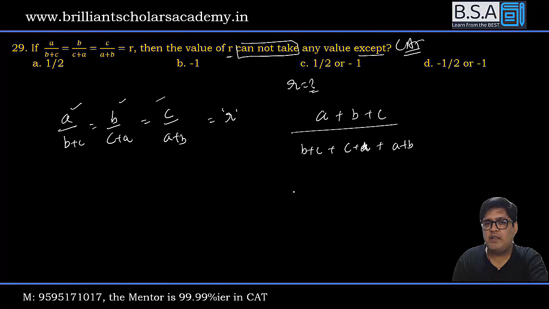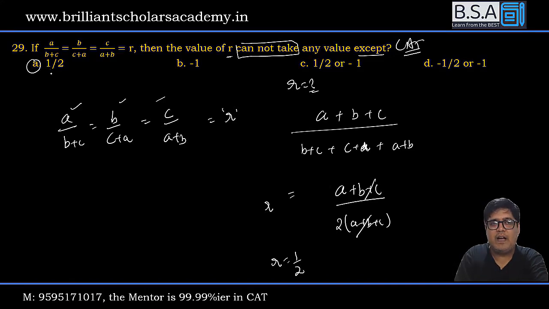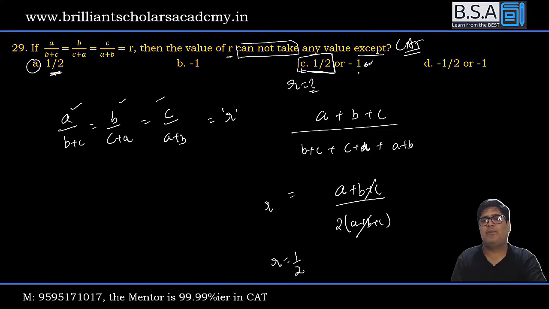But do you see the numerator is A plus B plus C and the denominator is twice of A plus B plus C? That means R is equal to half. This is my answer. But this value half is also available here. This is also available here. Now, how do I check about -1?